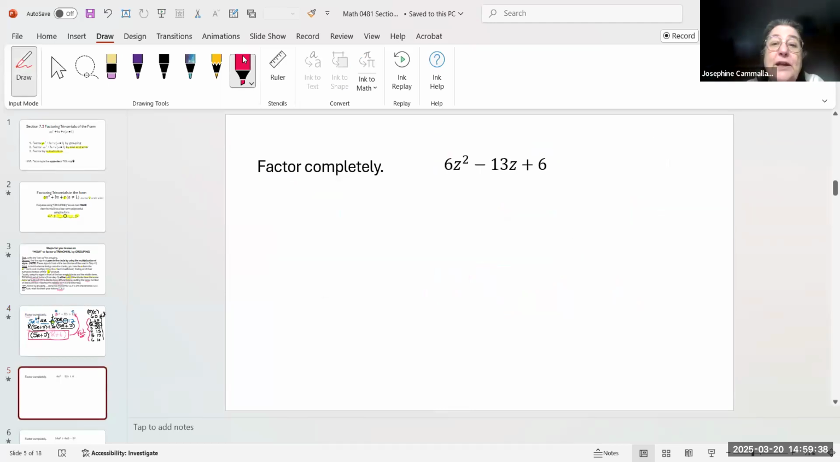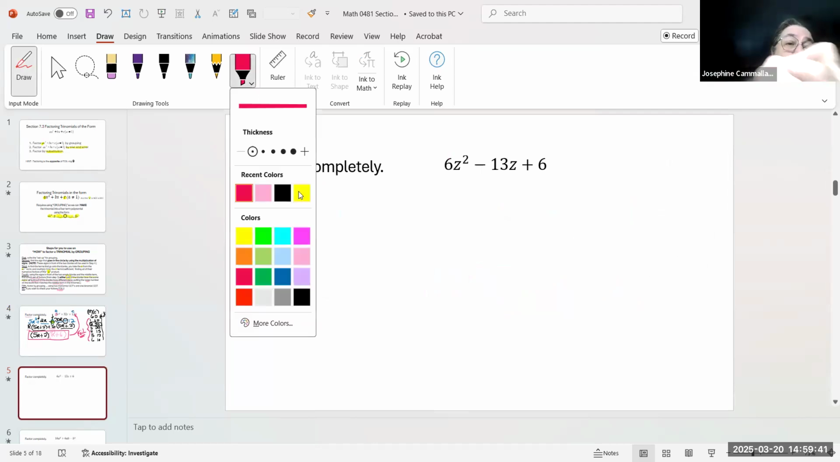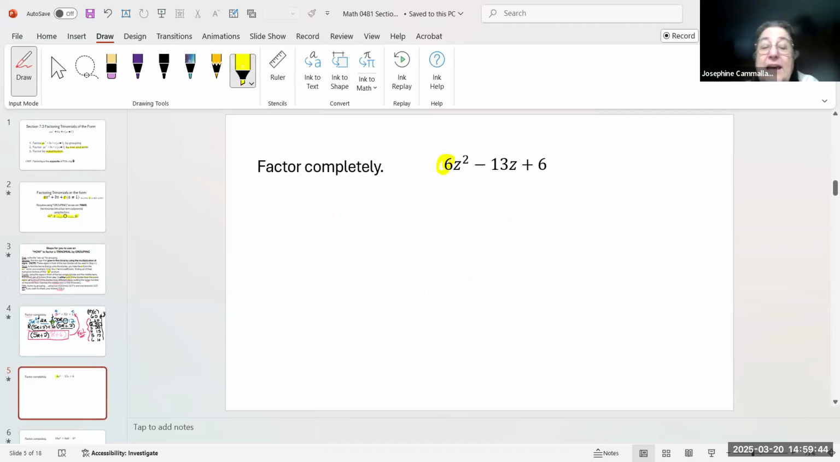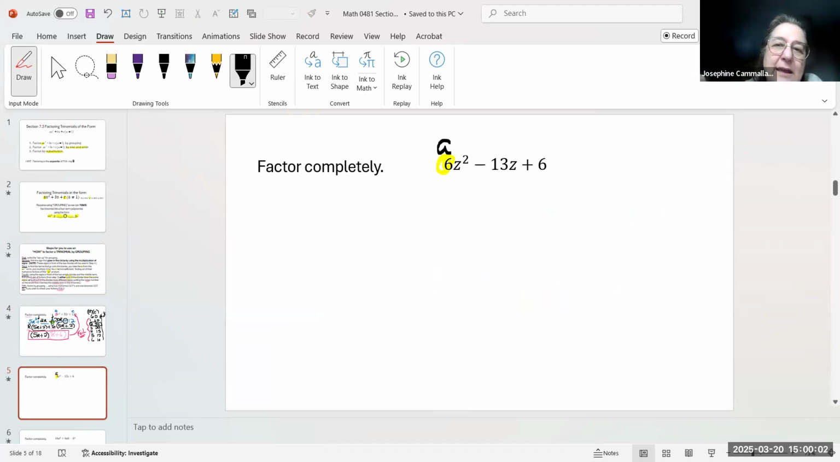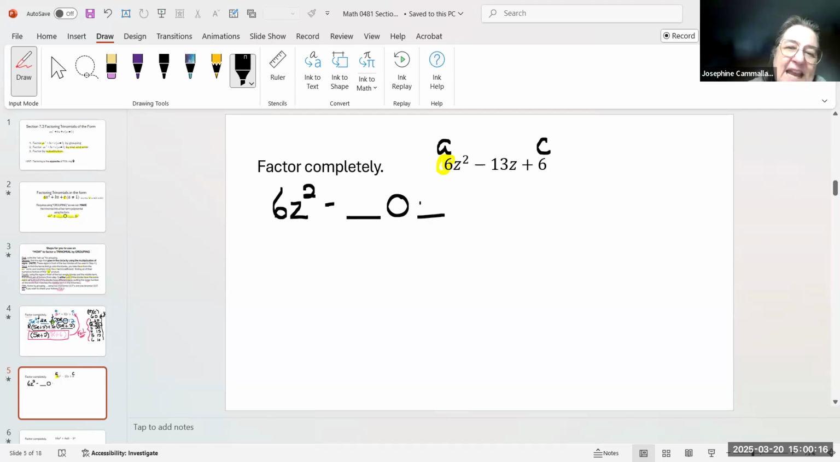Okay, let's go here. Okay, right away, I have a 6. Now, is that 6 going to divide into 13? No. So there is no greatest common factor here. This 6 up here is my A, and the 6 way back there is my C. And now I'm going to set it up. It's 6z squared minus blank, circle blank, plus 6.